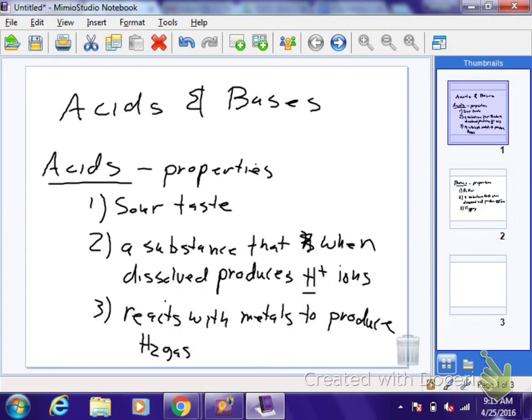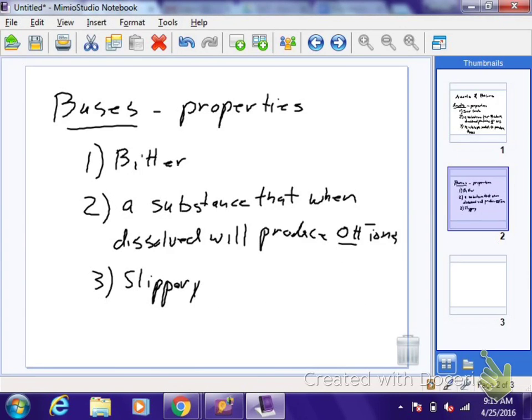Bases. They're bitter. What type of food is bitter? Crab apples. There we go. I don't eat crab apples. Well, right. Crab apples, if nobody's ever had them, you know they are bitter. Or any type of fruit that's not ripened yet.